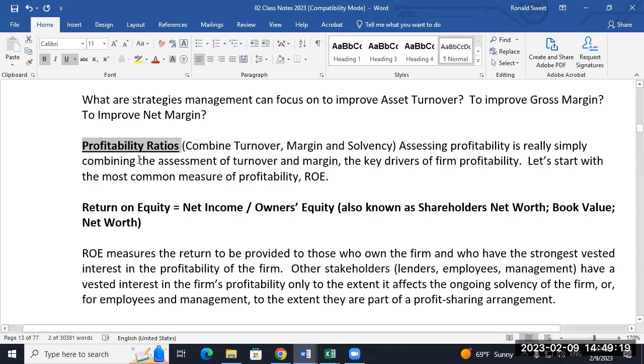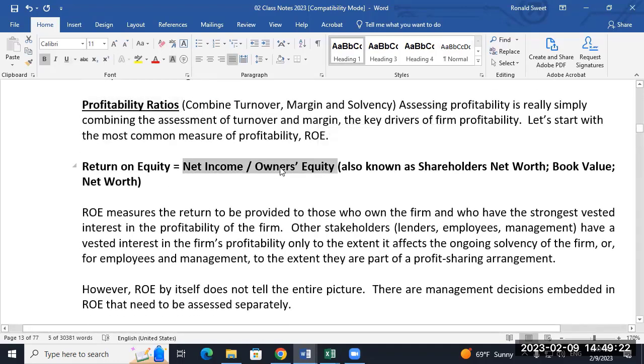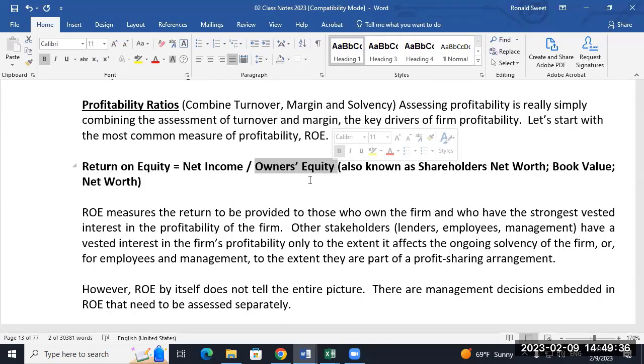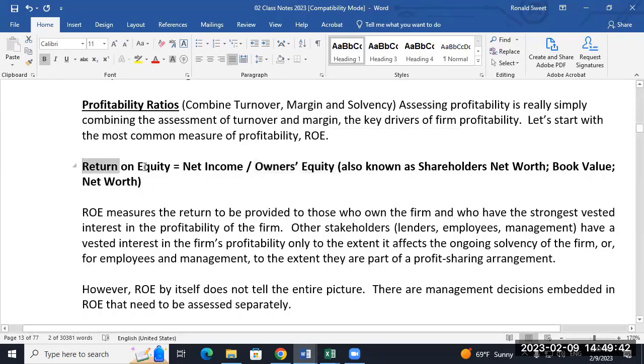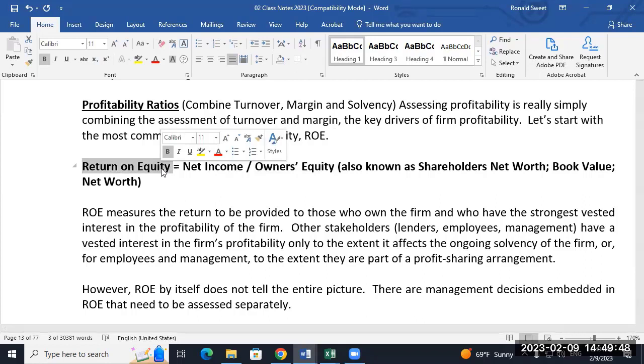Return on equity is pretty simple. It's just net income divided by owner's equity, or shareholders' net worth, or book value net worth. There are so many terms for owner's equity, but it's just net income over owner's equity. So the viewpoint is from the stockholder's standpoint. What we want to know is, is our firm doing well? You have to be careful here, because return on equity can go up for good reasons and it can go up for bad reasons. So what we're going to do is decompose return on equity, so we can separate the good stuff from the bad stuff and figure out why the company is doing what it's doing.